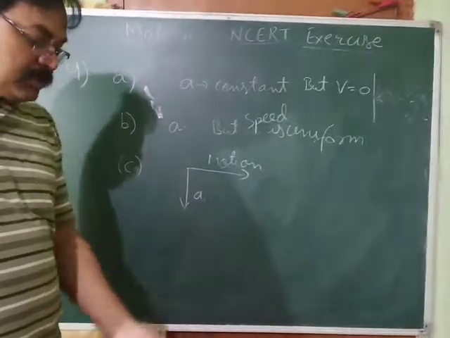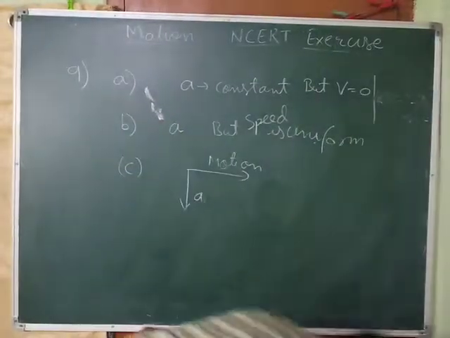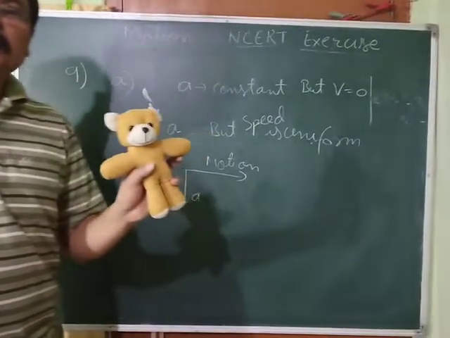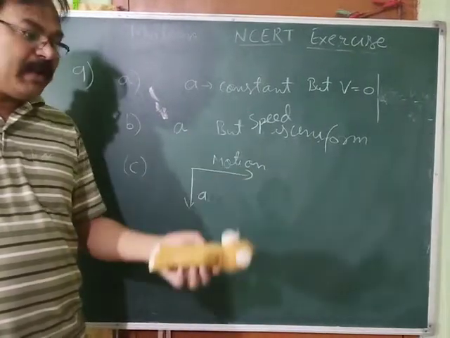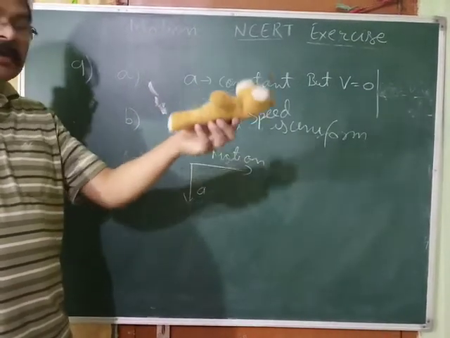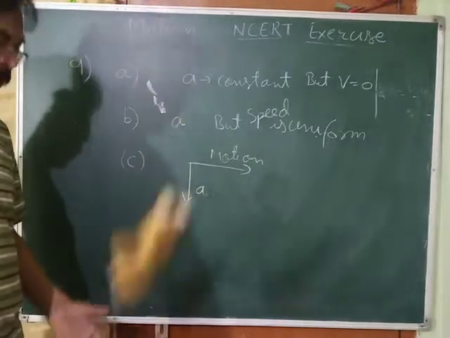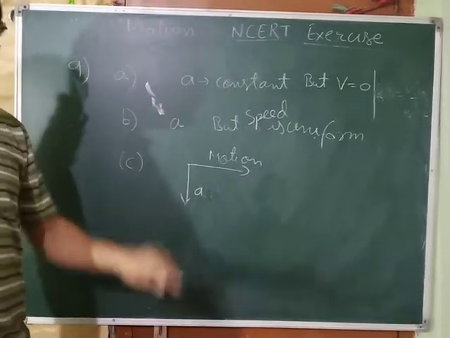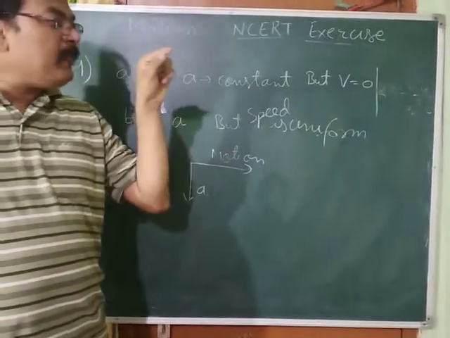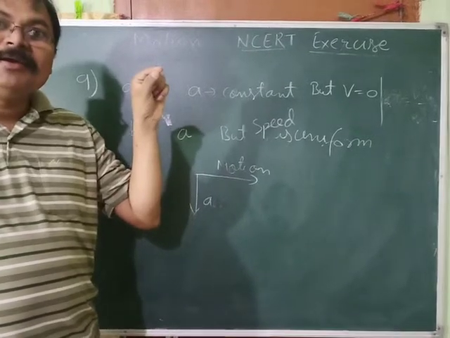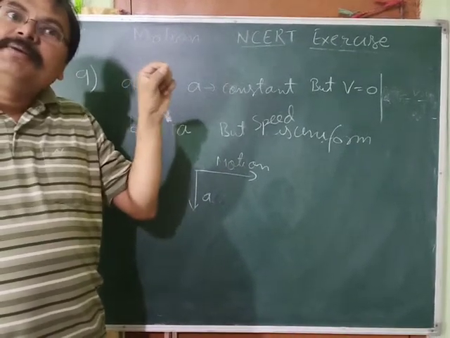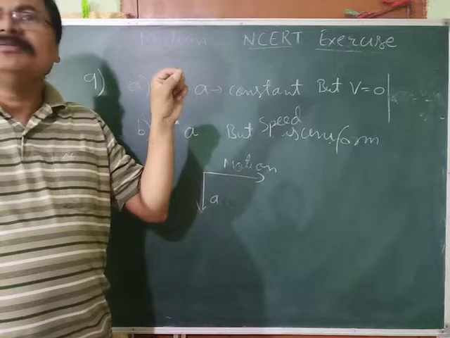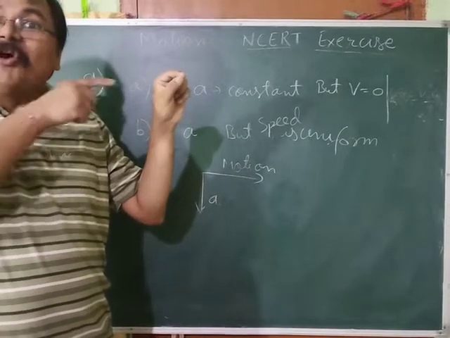See, when you throw something up, suppose I'm going to throw this up. What will happen? It will go up, and then you can see for a moment it stops and then comes down. The moment it stops, for a very small time, at that point of time, what is its velocity? 0, because it has stopped.